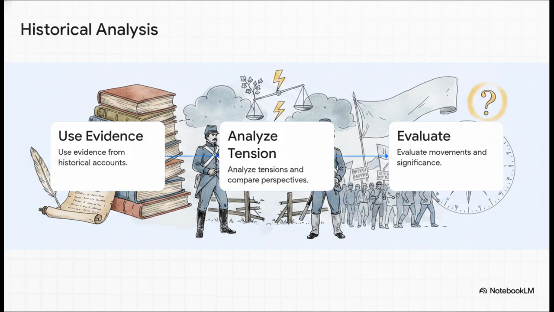Finally, Step 3. Evaluate with reasoning. Therefore, the foundational American identity was inherently contradictory, balancing democratic principles with systemic exploitation. Boom! That is exactly how you build a layered, evidence-based argument.